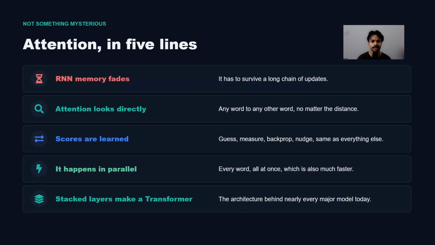So, a quick recap, the whole thing in 5 lines. RNN memory fades over long sequences since it has to survive a long chain of updates. Attention lets any word look directly at any other word, no matter how far apart they sit. Third, relevance scores are learned, not handwritten, the same way every weight in the series learns. Fourth, every word does this for every other word all at once, which makes attention both smarter and dramatically faster than RNNs. And finally, stack enough layers of attention together and you get a transformer, the architecture behind nearly every major model you use today.